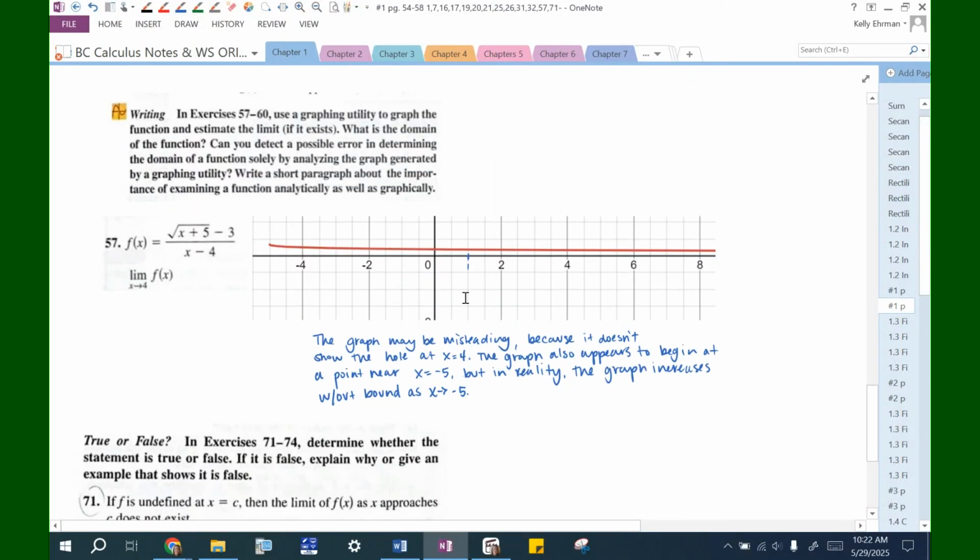All right, I left my screenshot up here. Use a graphing utility to graph this function. Estimate the limit if it exists. What is the domain of the function? Can you detect a possible error in determining domain of a function solely by analyzing the graph generated by a graphing utility? Write a short paragraph about the importance of examining a function analytically as well as graphically. Okay, let's go ahead and graph this thing.